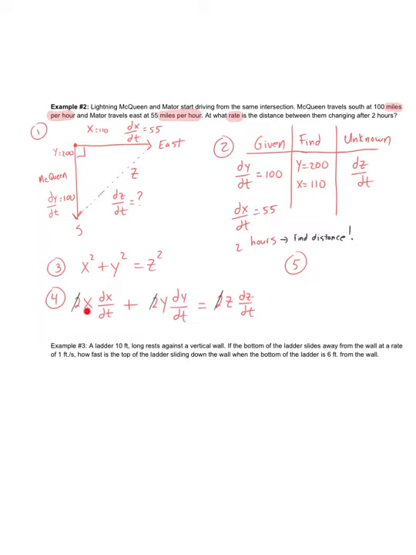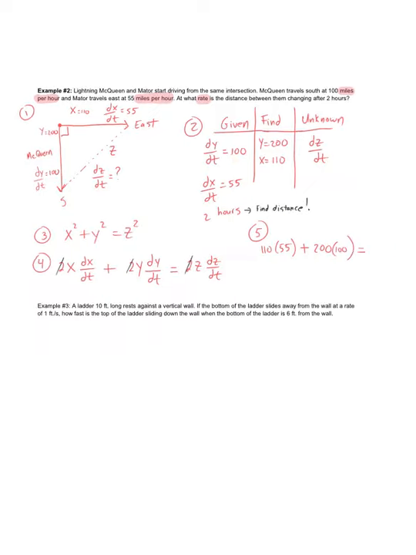We know that x is 110. We know that dx/dt is 55. Then we keep going. We know that y is 200. We know that dy/dt is 100. Now, z and dz/dt: I don't have dz/dt, but that's my unknown, because that's what I'm looking for. But I don't have z.